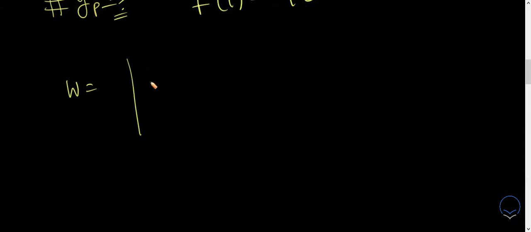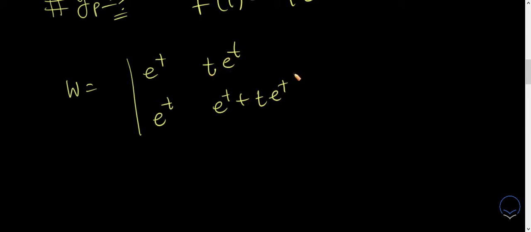So y1 will be just e to the power t, the second one will be t e to the power t, y1 prime will be e to the power t, and y2 prime, the first derivative of this function, will be e to the power t plus t e to the power t. This is coming from the product rule, and if you evaluate this determinant, it will turn out to be e to the power 2t. So this is our Wronskian.